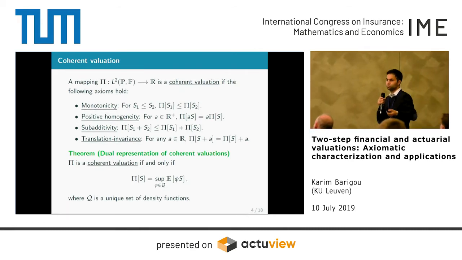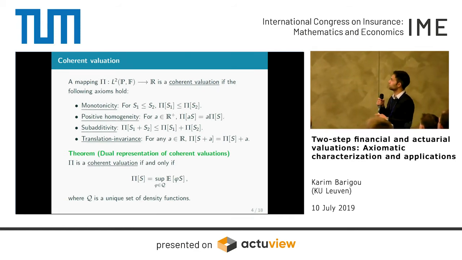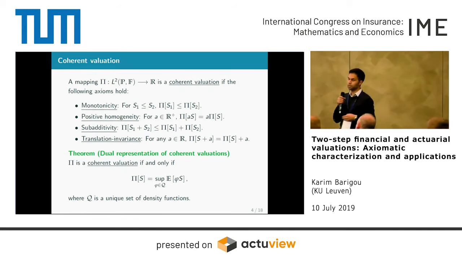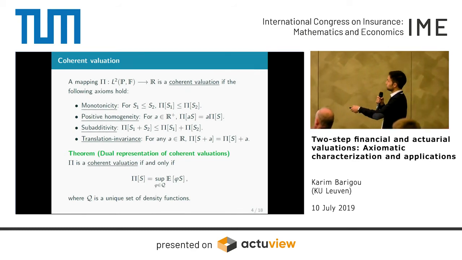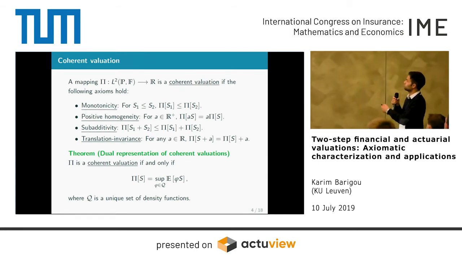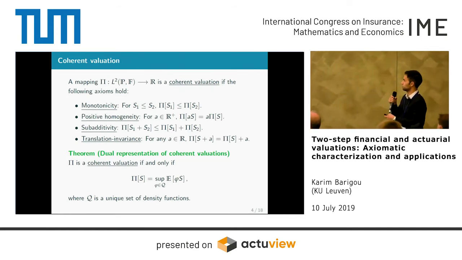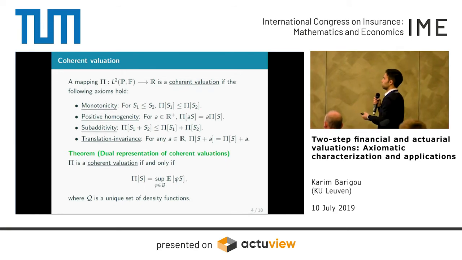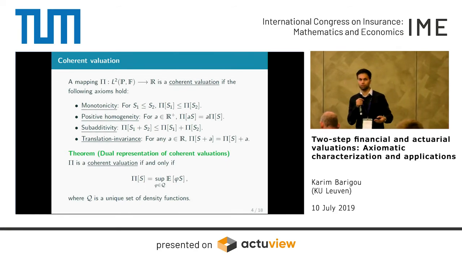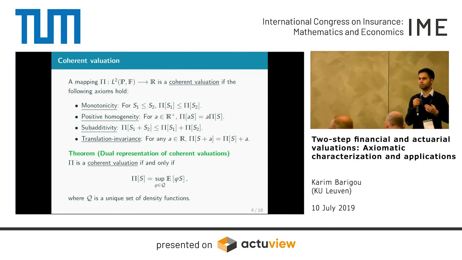Of course, we can consider this two-step valuation for general valuations, but in this paper we consider more specifically coherent valuation, because what is nice is that with coherent valuation you have dual representation. As a reminder, a coherent valuation is a valuation that fulfills these four requirements: monotonicity, positive homogeneity, subadditivity, and translation invariance. In fact, it's a natural generalization of a linear operator. One can show that a valuation is coherent if and only if you can express it as a supremum over expectations. The intuitive interpretation is that a coherent valuation is in some sense a worst case scenario.